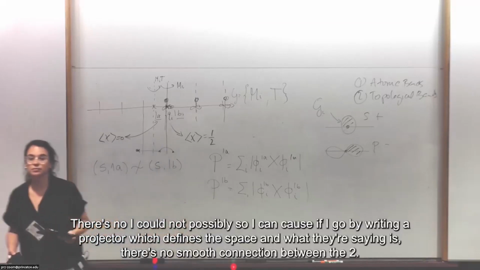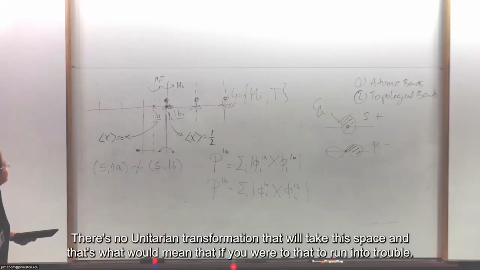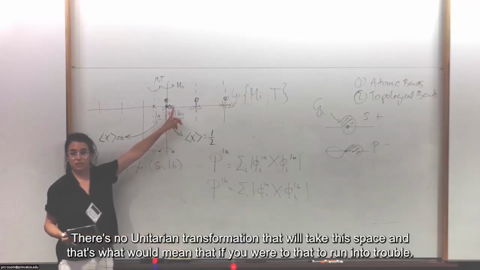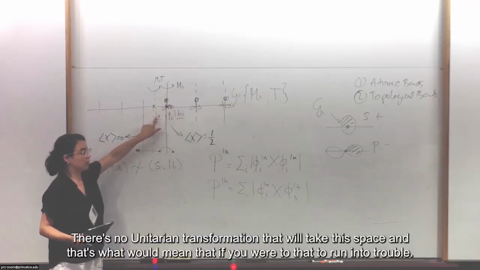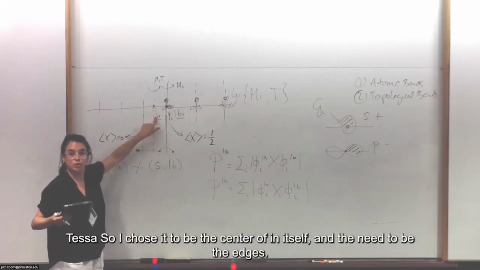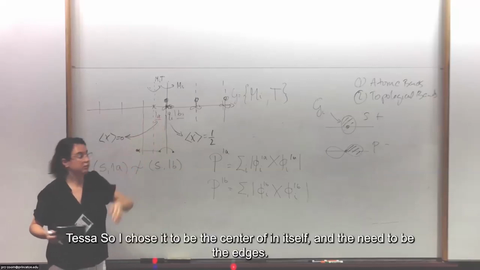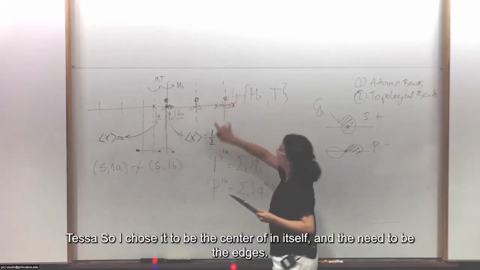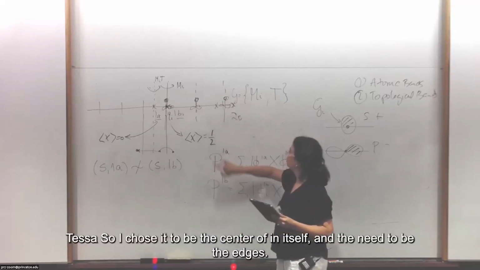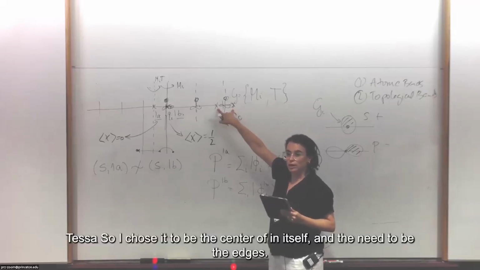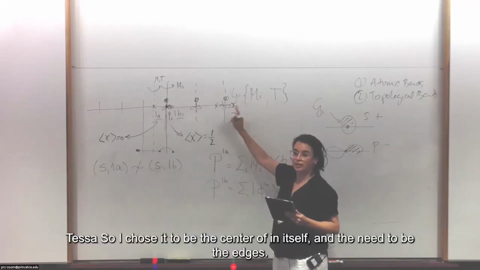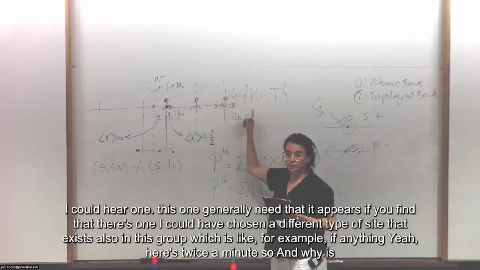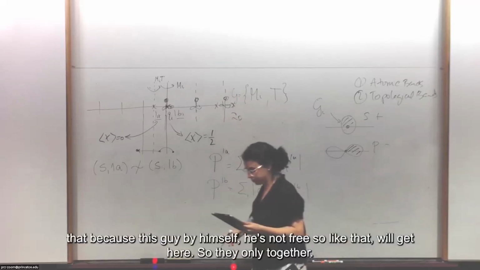Professor, can you clarify where is the A site or B site in your video? So I chose A to be the center of the unit cell and B to be the edge of the unit cell. I put here 1. This 1 generally means that it's a site that appears once in the unit cell. I could have chosen a different type of site that exists also in this group, for example, this and this together. This is a 2, I'm going to call it C. It appears twice in the unit cell. And why is that? Because this one by itself is not reflection symmetric. So if I would reflect, I would get here. So only together do they really form something that is symmetric.